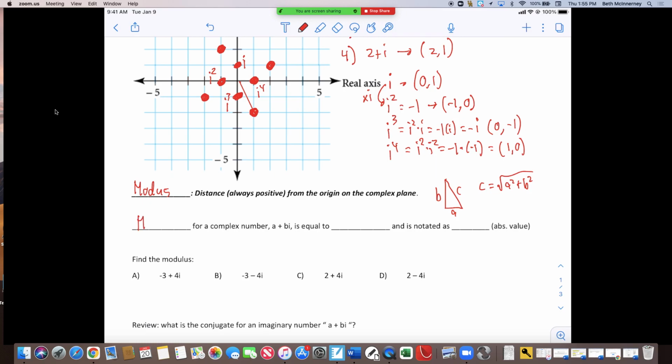So we'll say that the modulus, I'm sorry, my spelling is terrible. What happens when you're an engineer?